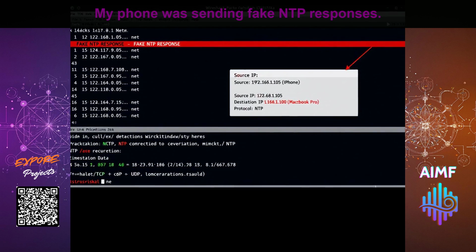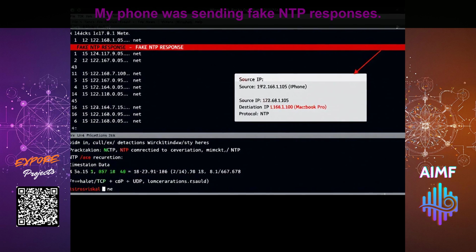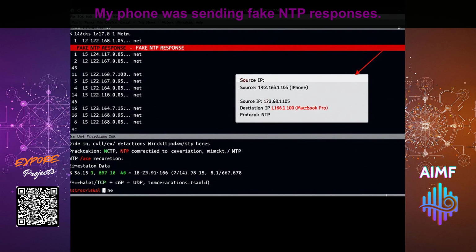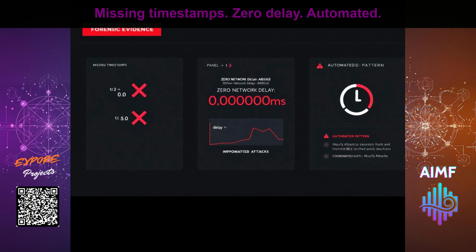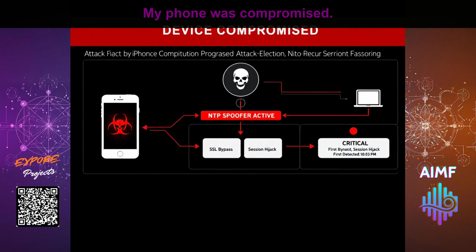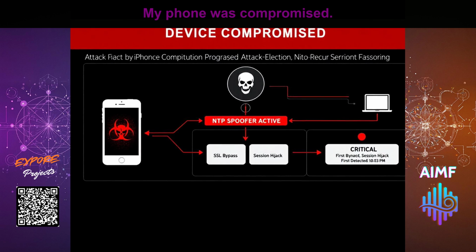I analyzed the network traffic and found something shocking. My phone was sending fake NTP responses to my Mac. The timestamps were missing, the delay was 0, the pattern was automated. Someone had compromised my phone and turned it into an attack device.